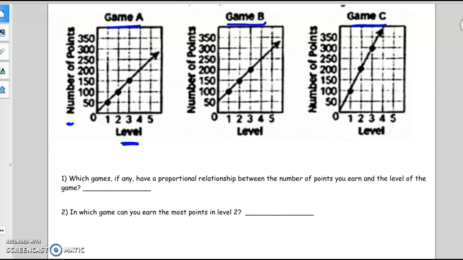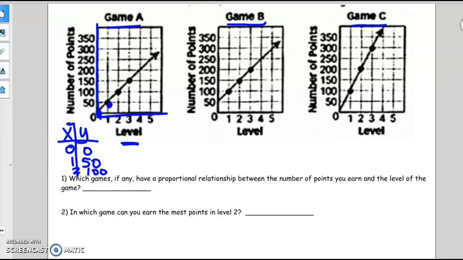So number of points earned is on your y-axis. Therefore, that is your y value. And then your level of the game is on your x-axis. That is your x value. So when we're reading this, if you're at level 0, then you have 0 points. If you're at level 1, you have 50 points. If you're at level 2, you have 100 points, and so on.